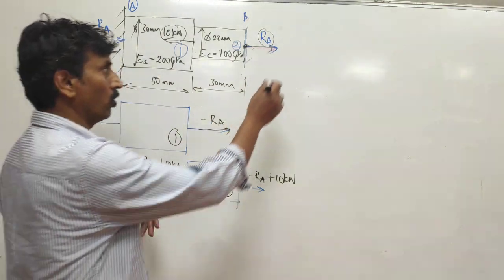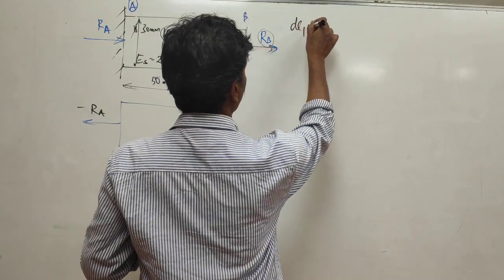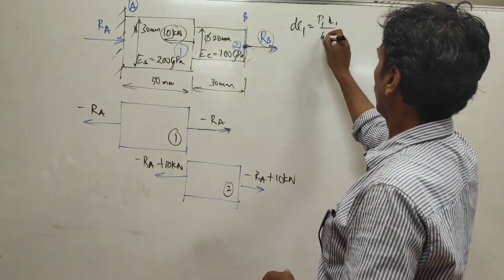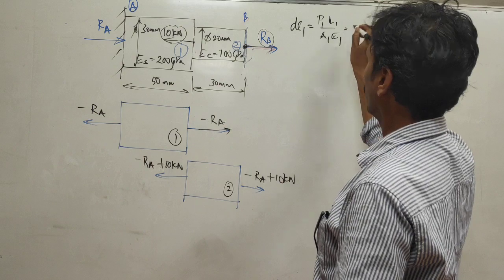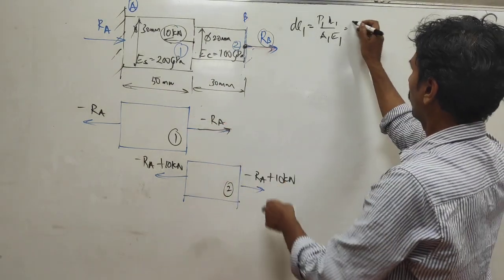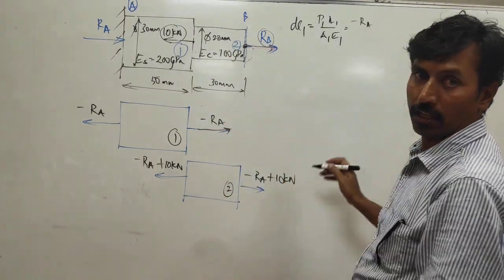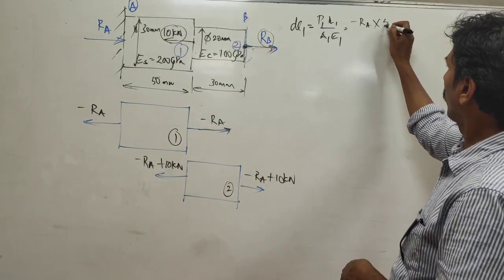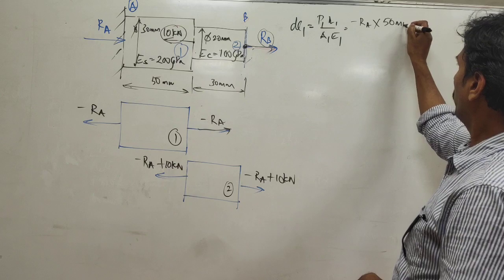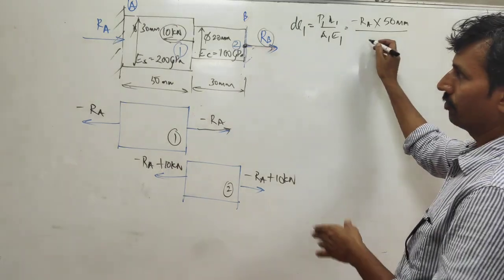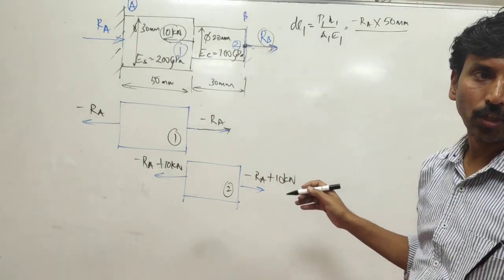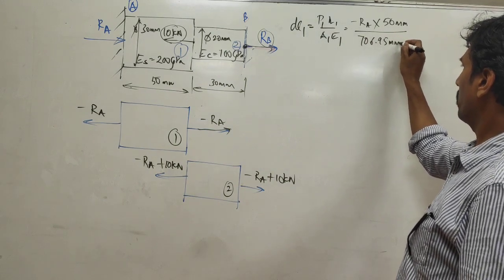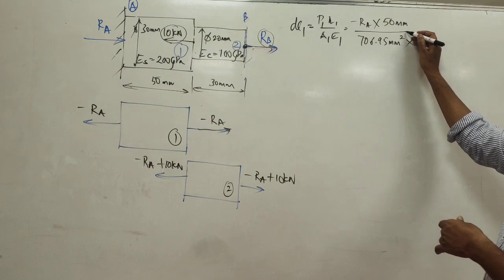For this, can you write down dl1? Now what is the formula? P1 L1 by A1 E1. What is P1? It is minus RA. Minus RA into L1, which is 50 mm. And A1, you calculated earlier: 706.95 mm square. And E, now what is E?